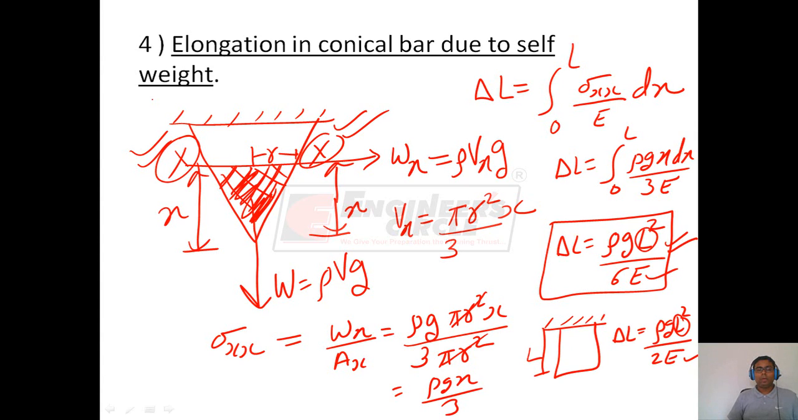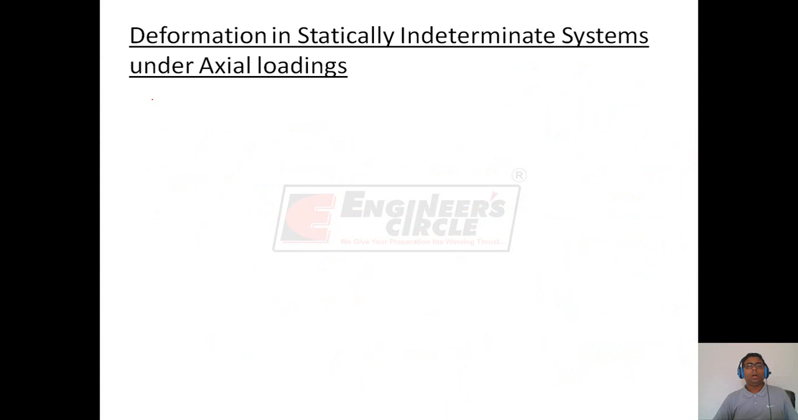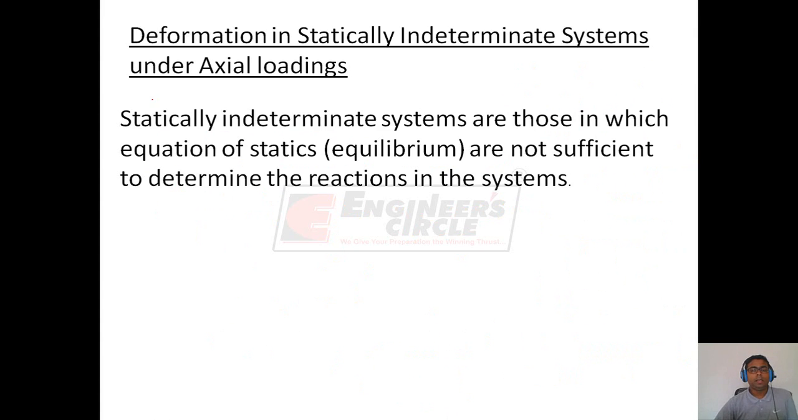That is, the cone will elongate by an amount equal to 1/3 as compared to that of the cylinder. Now consider statically indeterminate systems under axial loadings. Statically indeterminate systems are those in which the equations of statics are not sufficient to determine the reactions in the system. For example, consider this system which is fixed from both ends.